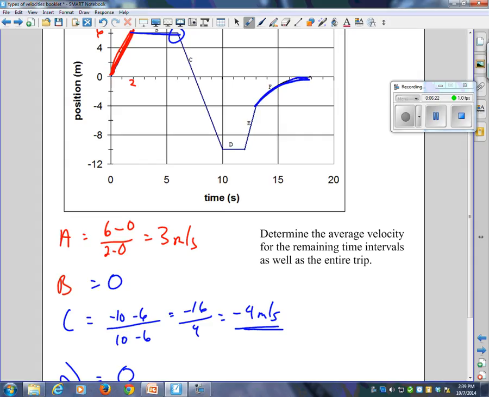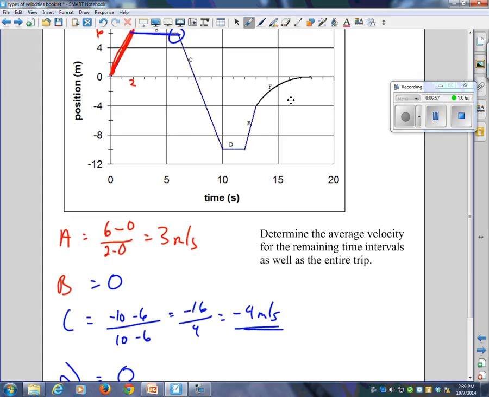It's flattening off. It's slowing down because the slope is getting flatter. Remember, this is steep, this is flat. So it's slowing down. If it was speeding up, what would it look like? It would go like this, right? If it was speeding up, it would look like that.